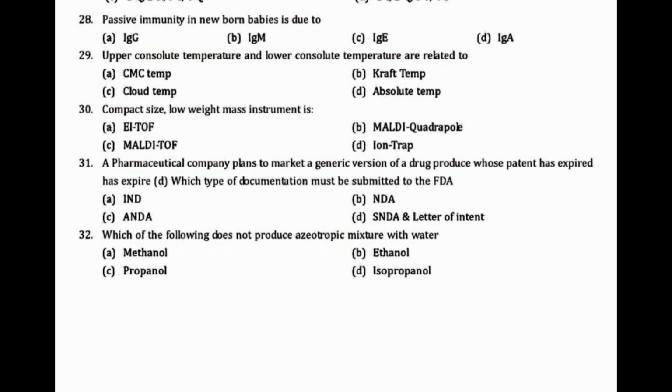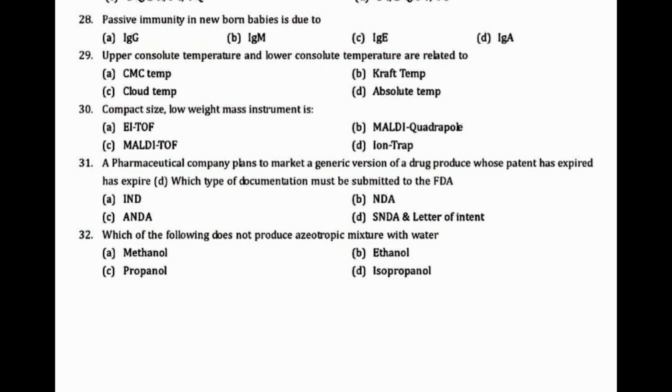Question number 31. A pharmaceutical company plans to market a generic version of a drug product whose patent has expired. Which type of documentation must be submitted to the Food and Drug Administration? Option A, IND, B, NDA, C, ANDA, D, SNDA and letter of intent. Correct answer is option C, ANDA, that is abbreviated new drug application, which contains data that is submitted to the FDA for review and potential approval of a generic drug product. Correct answer is option C.